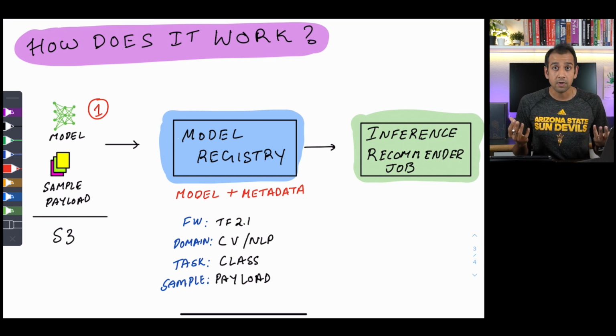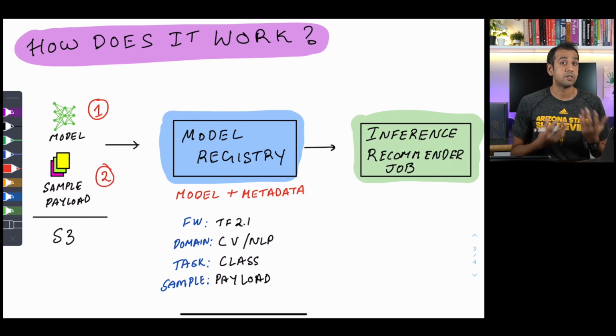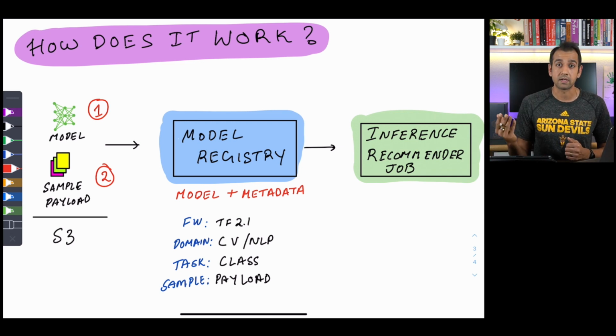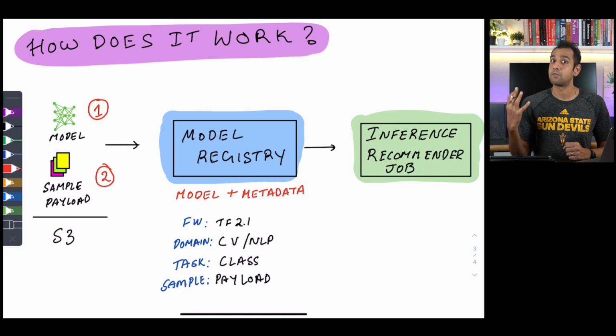Okay, if you don't know what you want, with Inference Recommender, you provide your model and then you specify a sample payload. Now this should be representative of the requests that are coming in. This could be images or signals or whatever it is. So a sample payload is used to simulate your traffic, right? Or the SageMaker Inference Recommender will use it to simulate your desired traffic.